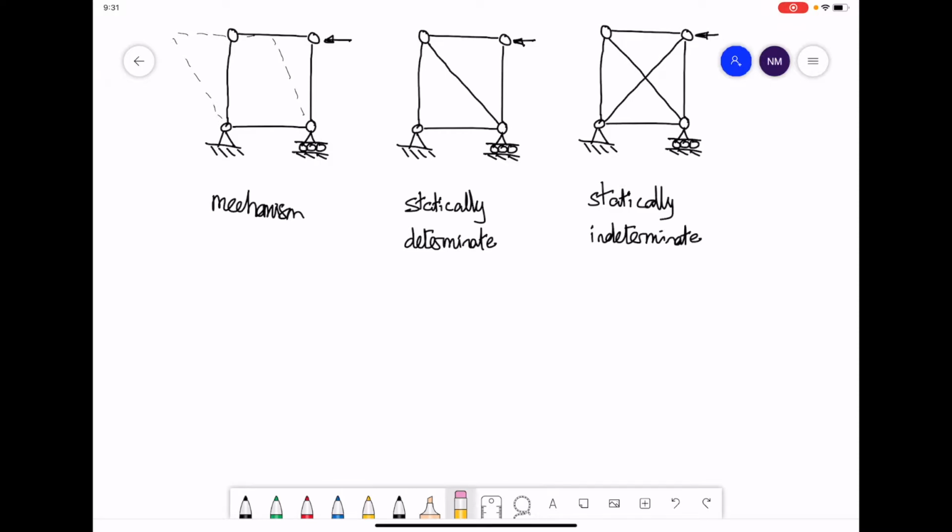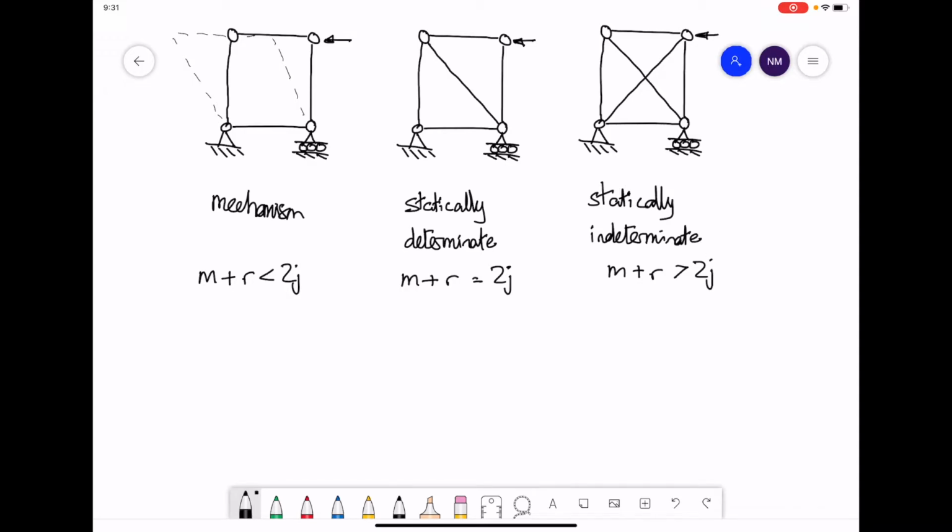To be able to determine which sort of structure you actually have, you need to count up the number of members, reaction forces and joints. For a mechanism, the rule is M plus R is less than 2J. M for the number of members, R for the number of reaction forces and J for the number of joints. For a statically determinate case, the rule is M plus R equals 2J. For a statically indeterminate structure, the rule is M plus R is greater than 2J.